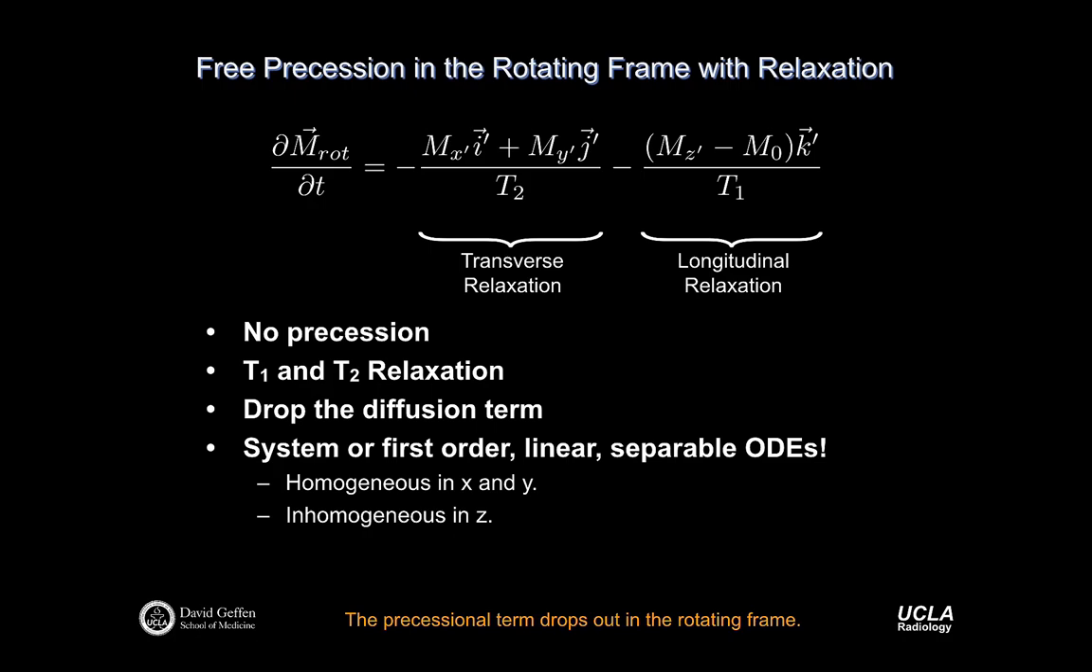It's trying to get back to M0, and it does so as a function of the tissue's T1, different T1s for different tissues. So there's no precession. We still see T1 and T2 relaxation. We drop off anything more complicated like diffusion. And what we're left with is a system of first order linear, in fact separable, ordinary differential equations. If you have taken differential equations recently, two of them are homogeneous, they're just equal to zero, and one of them is inhomogeneous, there's a constant term that we have to deal with. So how we solve that system of differential equations is slightly different than what we've seen before.